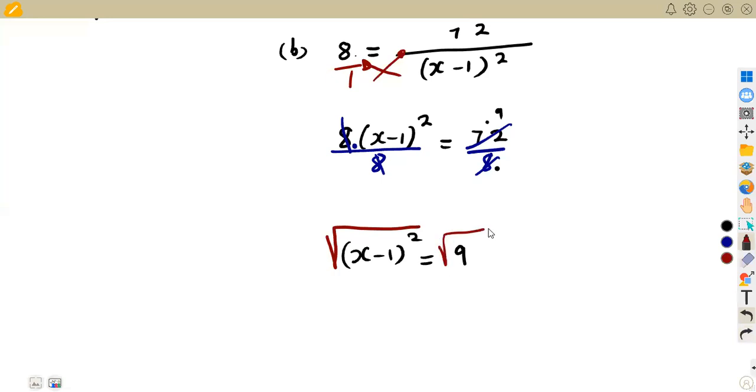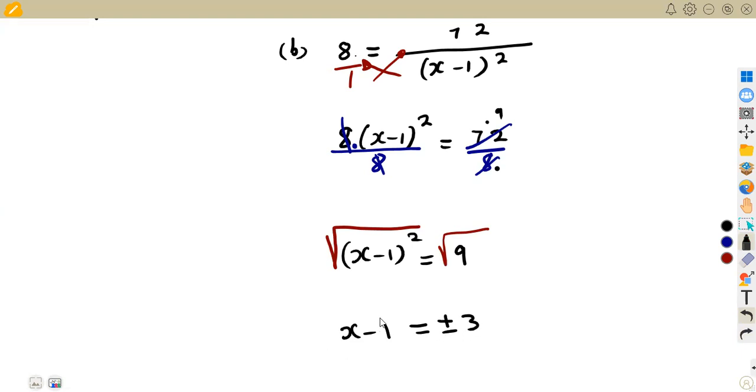The moment we introduce the square root on both sides, it means we get rid of what? The square. So the square root and the square, these two cancel, and you remain with x minus 1. So it means we are going to have x minus 1 is equal to, take note now, on the right-hand side, we are having a numerical value in this case. So the square root of that numerical value becomes a plus or minus. So we're going to have plus or minus 3.